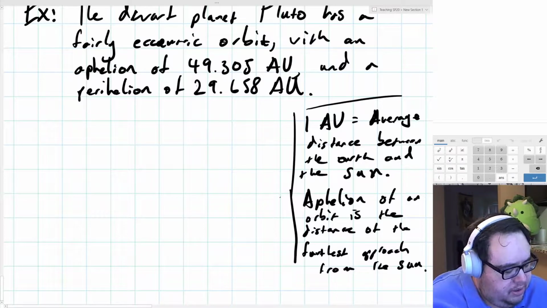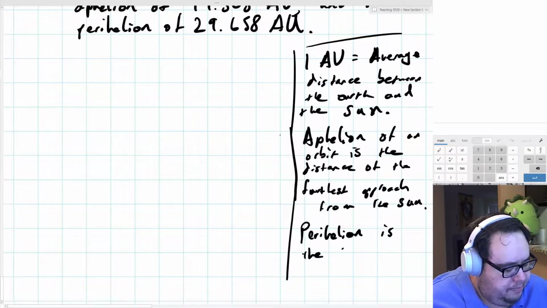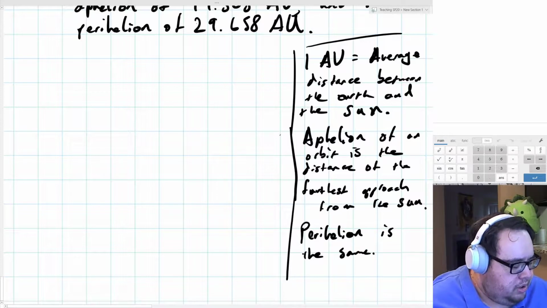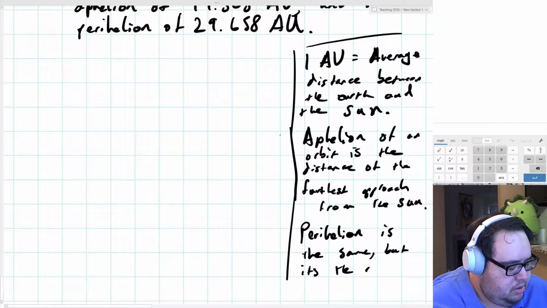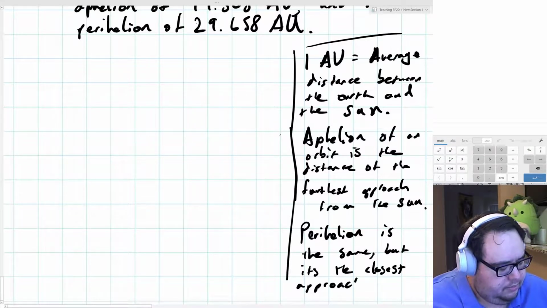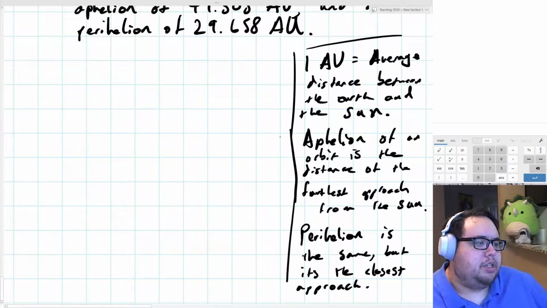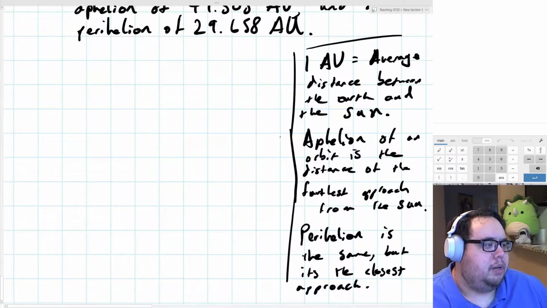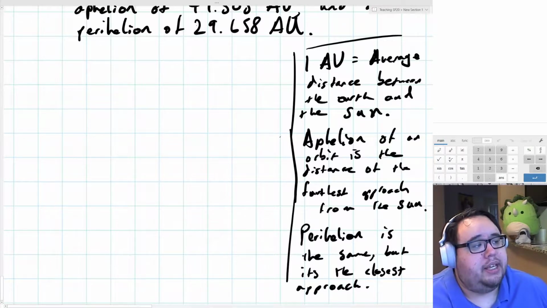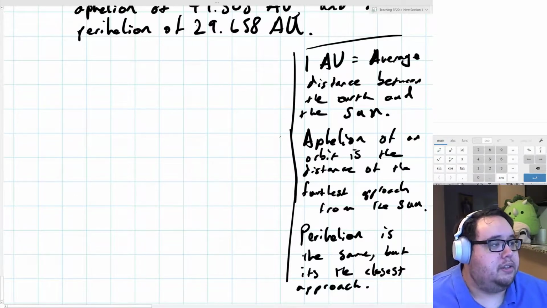And predictably, perihelion is the same, but it's the closest. So the aphelion is the furthest away from the sun that Pluto gets, 49.305 AU, and the perihelion is the closest to the sun that Pluto gets, 29.658.